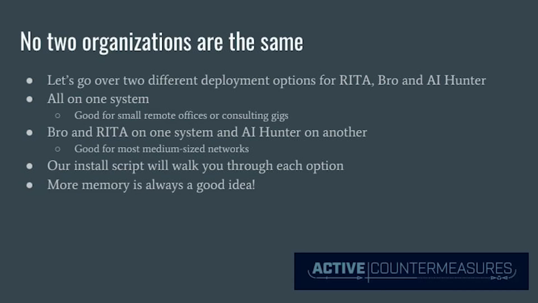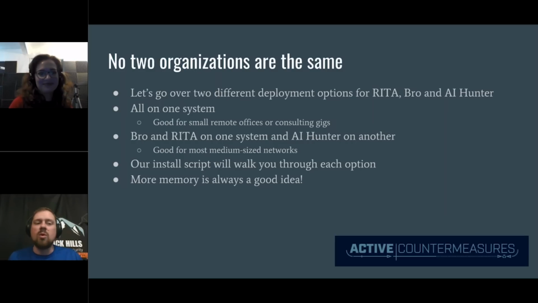So I want to go over a couple of different deployment options when we're talking about how this integrates with Rita and Bro. As I said, Rita is the engine. It generates the database. AI Hunter is the visualization platform. You can do it all on one system, or you can do Bro and Rita on one system and AI Hunter on another system. We have an install script, and I think, Sierra, the video of the install instructions is live. Yes, I will get a link for you. Okay, very good. And I'm just going to say this, more memory is always a good idea. We're doing large-scale data analytics. Memory is your friend. So are CPU cores as well.